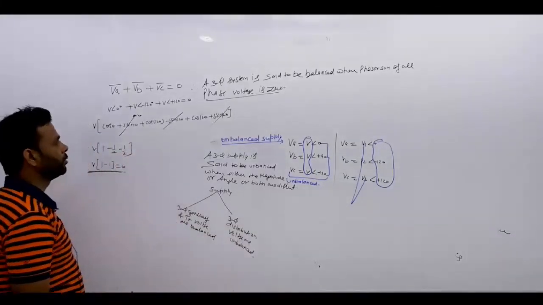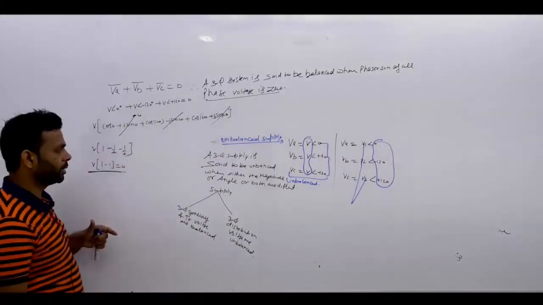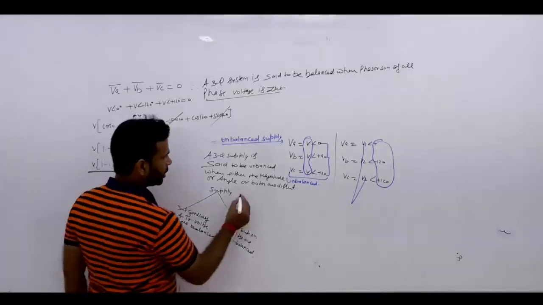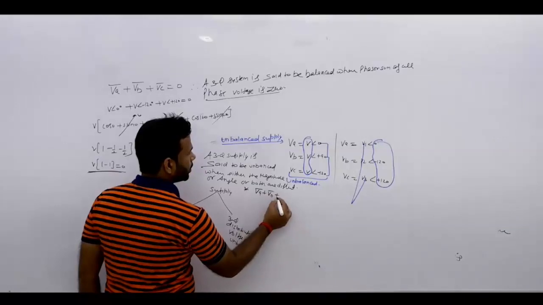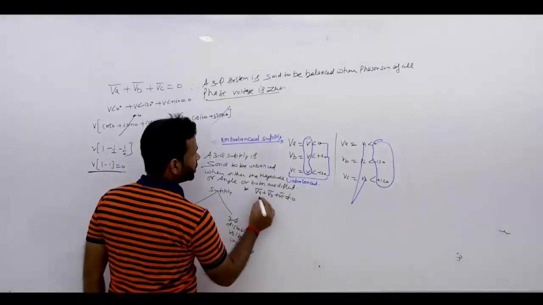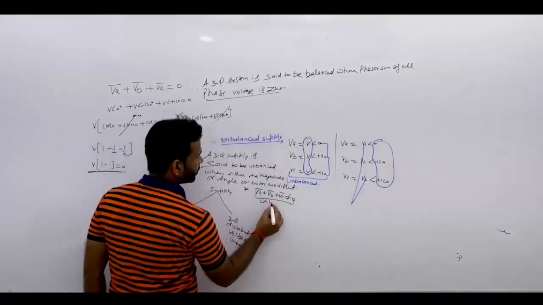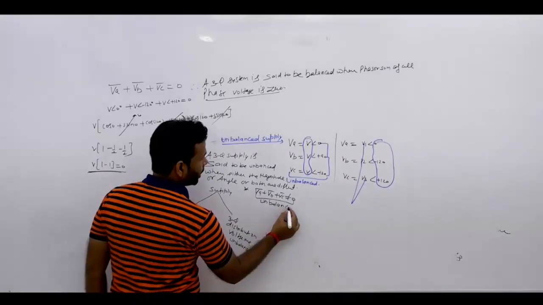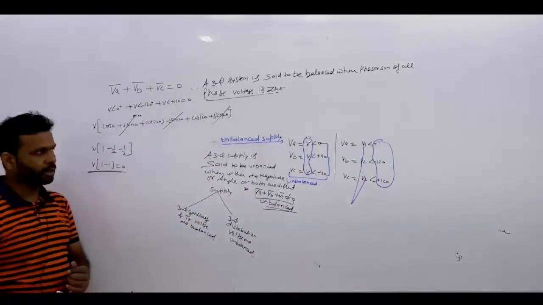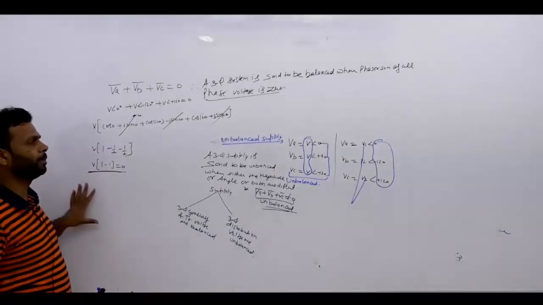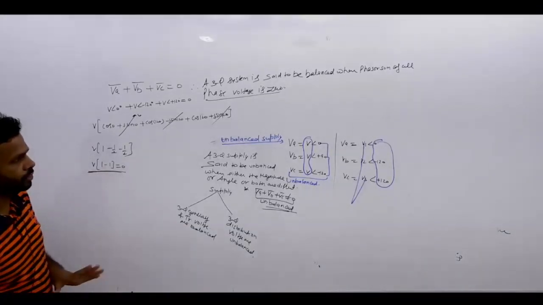So this is about the balance and unbalance, and you can take the other condition, VA phasor plus VB phasor plus VC phasor is not 0, then it is unbalanced condition. Hopefully ये बात समझ में आ गई होगी. So this is about the first point, the balanced and unbalanced supply.